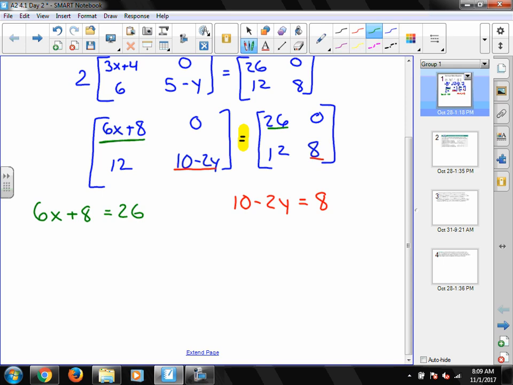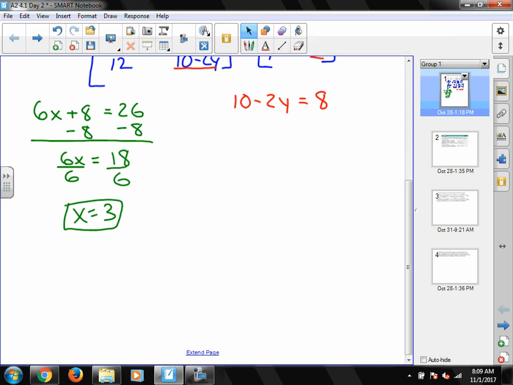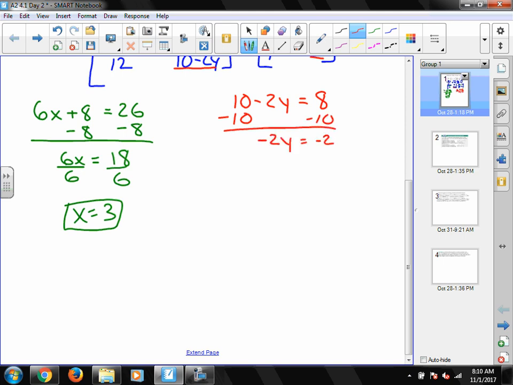These are just two equations that I can solve like we've been doing probably since you were in middle school, maybe Algebra 1. So we're going to subtract 8 from both sides in the green. I get that 6x is equal to 18. Divide both sides by 6. I get that x is equal to 3. Then if I hop over to my red equation, I'm going to subtract 10 from both sides. I get negative 2y is equal to negative 2. Divide both sides by negative 2. I get that y is equal to 1.